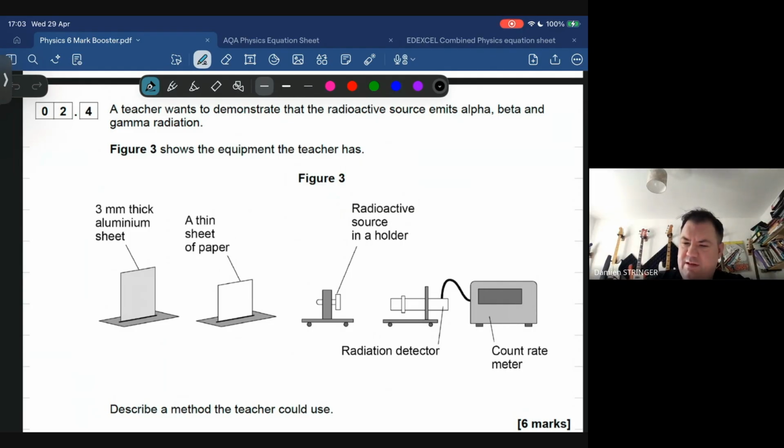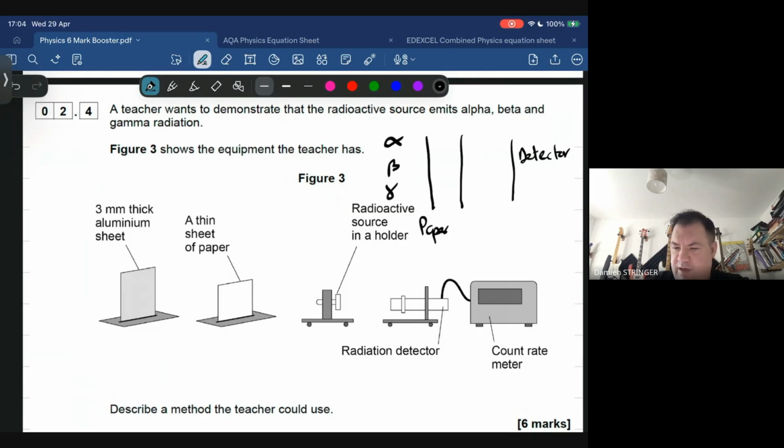So alpha, beta, and gamma, right? And then your detector. Now they just do a big detector just to show you how it works in the diagram. They do paper over here, and then they do a thicker aluminium, and then an even thicker lead, Pb for lead. And then they normally show you this. They go, and by they show you, I mean your school teacher shows you.